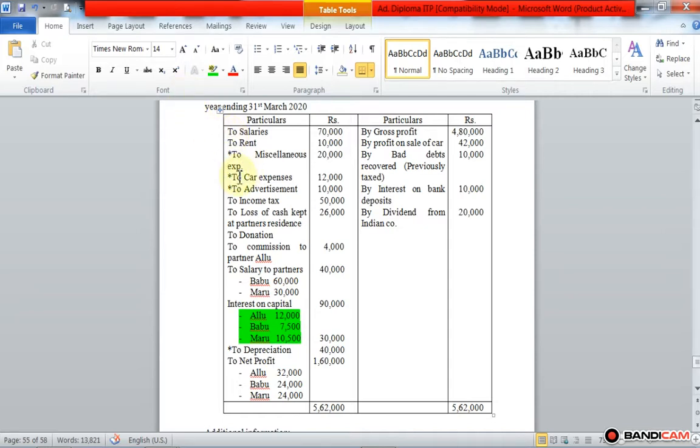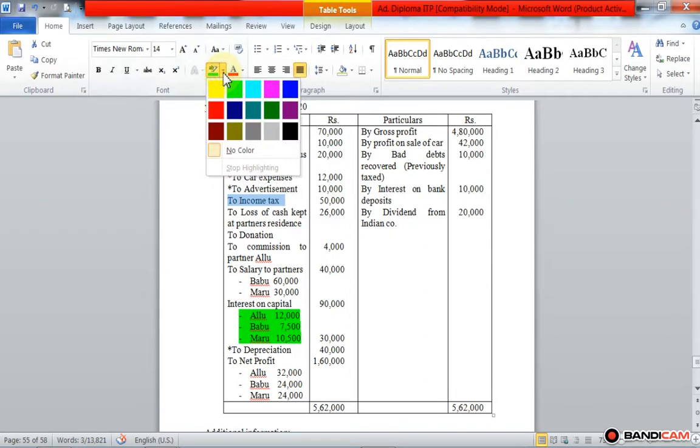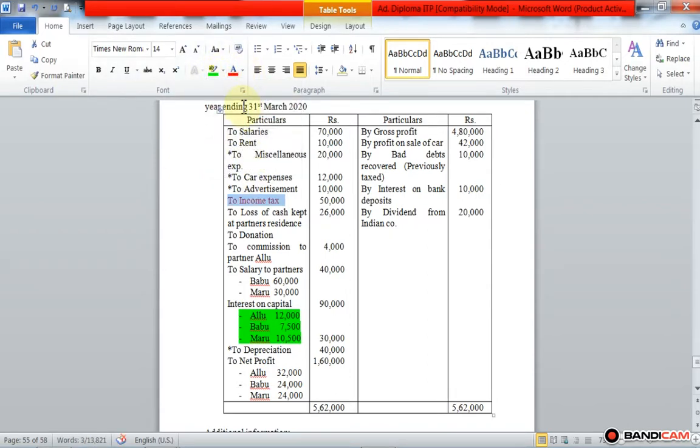Then for car expenses, additional information is given, that is, 1/3 of the car is used for private purposes of partners. Then advertisement includes rupees 4,000 which is not related to the business. So income tax is also a personal expenditure of the partner. So income tax is disallowed. Here we make a mark against those items which are not related to the business. So income tax is not related to business.